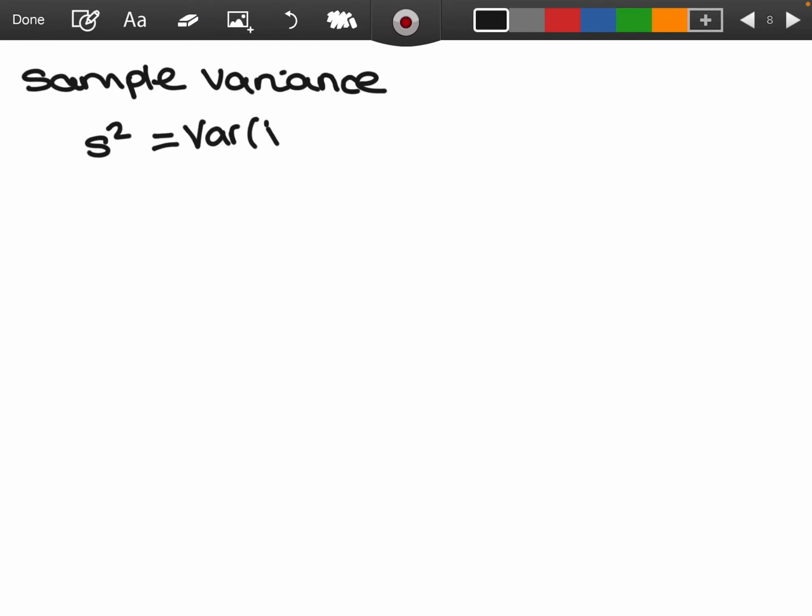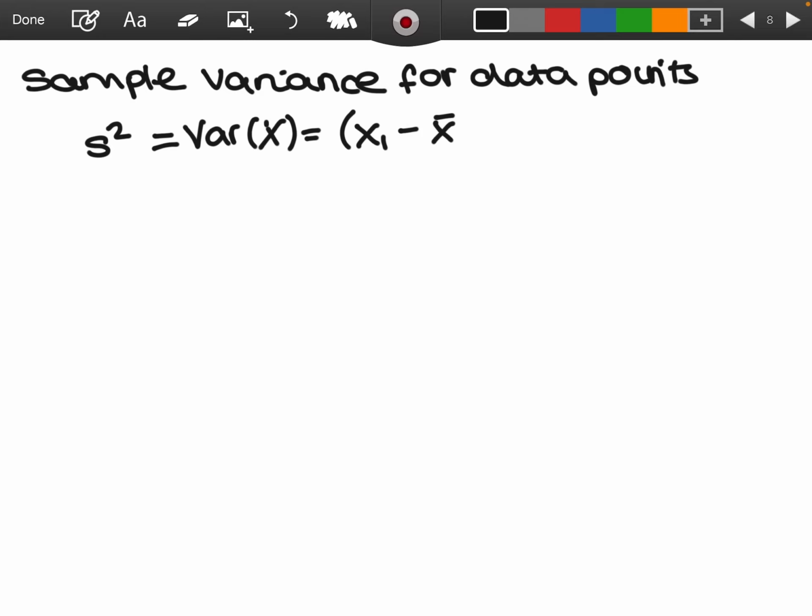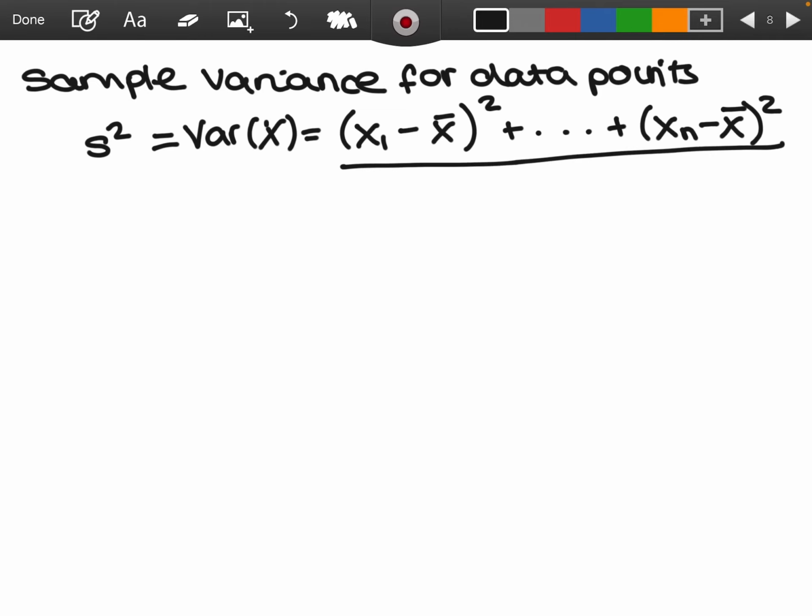So S squared, which is just the variance again, if you're looking at a sample of data points, then you're going to do the same thing that you did before. You're going to take each of your data points, subtract the mean from it. Remember, the mean for a sample we denoted by x bar, and add together each of these differences squared, and then you're going to divide it by the number of things in your sample minus 1.